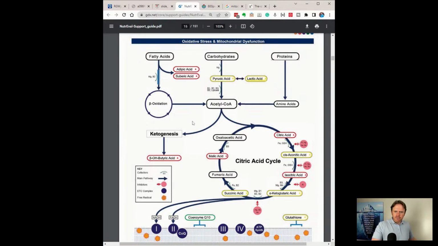So we have carbs, proteins, and fats. Acetyl-CoA funnels down into the Krebs cycle, and you can see all the nutrients that are needed. So you need, for instance, glutathione, you need iron, really important. You need magnesium, you need manganese, you need B1, B2, B3, CoQ10, and of course things like fluoride and mercury and aluminum all impact it. That's why we want to be eating organic and eating clean, because a lot of these compounds, these toxins, can really stress it out.